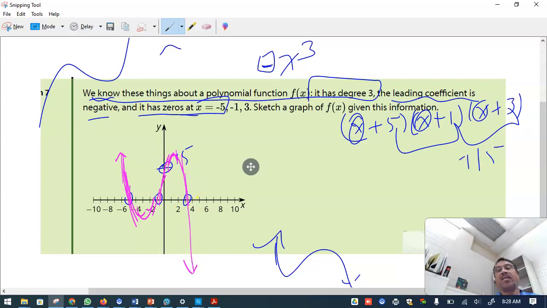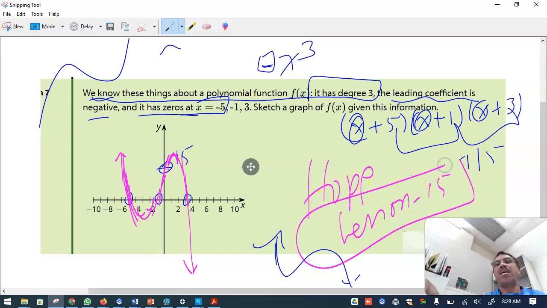Yeah, done. So I hope this completes lesson number 15, to understand the meaning of the remainder theorem and the meaning of the factor theorem.